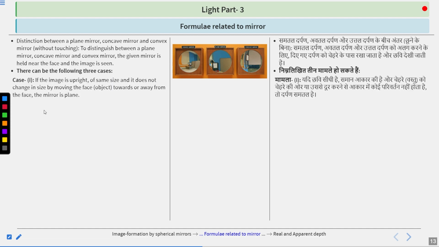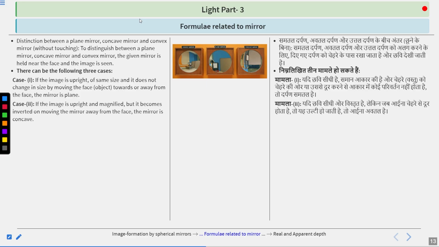Case 1: if the image is upright, the same size, and does not change in size by moving the face towards or away from the mirror, the mirror is plane. Like when you are standing in front of a mirror, your image is upright, the same size as you, and whether you go far or come close to the mirror, the image also moves and does not change in size. Then it is a plane mirror. You could easily see this.